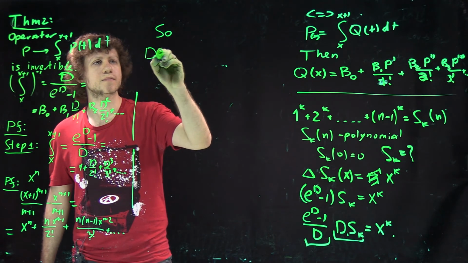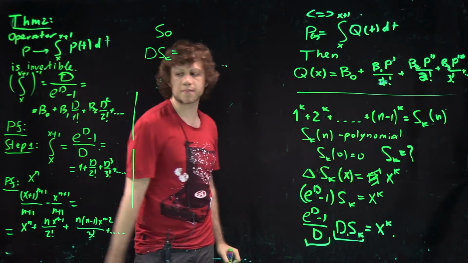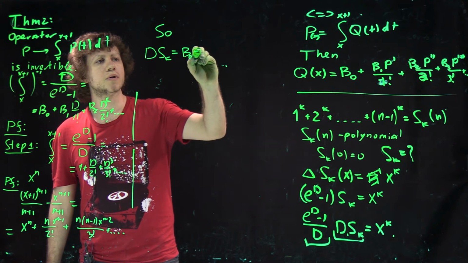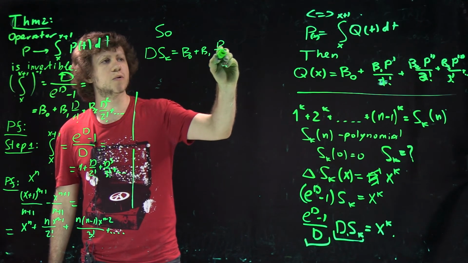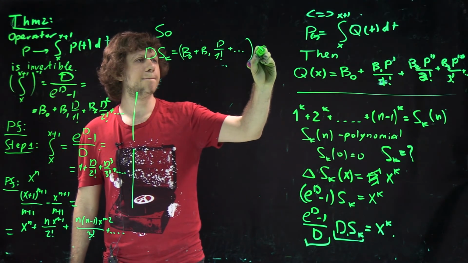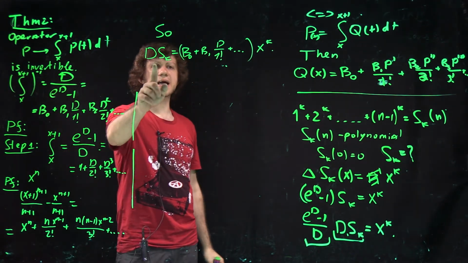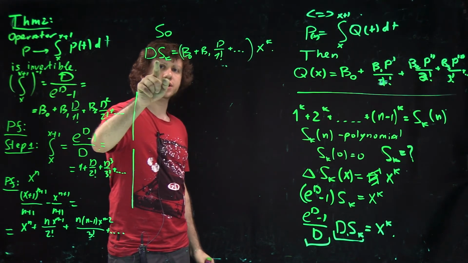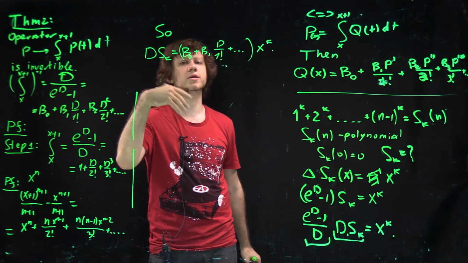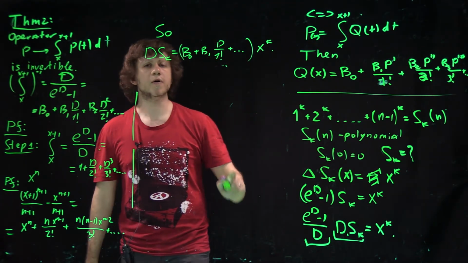So D S_k equals, and then I can take the inverse applied to x to the power k. So this one, B0 plus B1 D over 1 factorial plus and so on, applied to x to the power k. And this is amazing because I have basically computed the derivative of my polynomial. I know that at 0 it equals 0. That allows me to compute my polynomial completely. And this is something I can easily write down. So let me finish now.